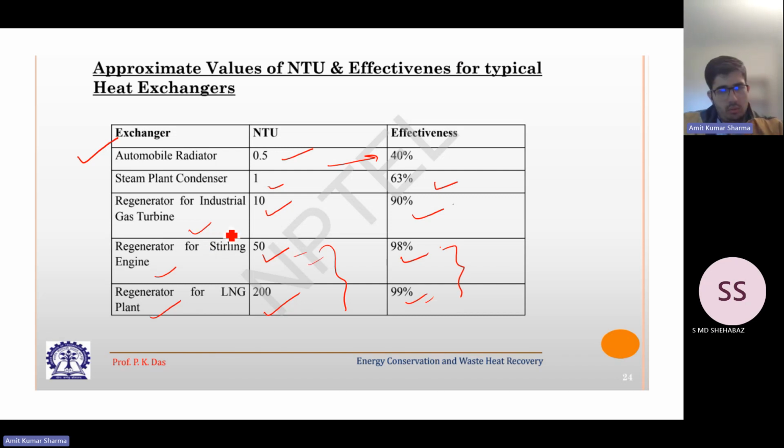So whenever we are designing the heat exchanger system or doing analysis, we have to consider this part, that for only 1%, do we need to expend more money to increase the NTU? Because if NTU is increasing, it means the size is increasing, and your cost is going to increase. So it is not advisable to increase your NTU for just a 1% increase.